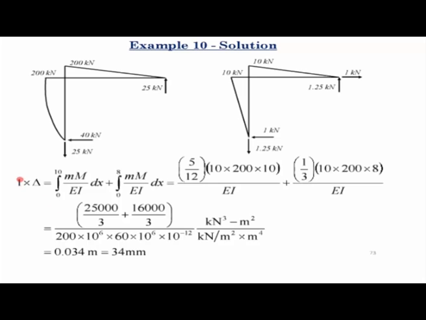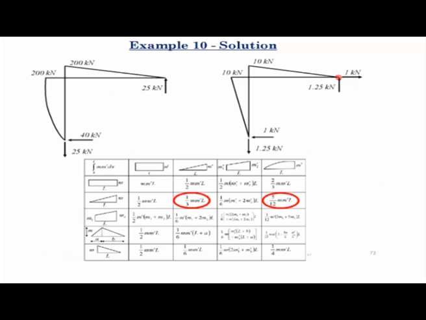If you put units here, you'll see that the unit of deformation or deflection delta at this joint in the horizontal direction would be millimeters or meters. So it comes out to be 0.034 meters. So that is the horizontal deflection. Now it is positive, that means it is in the direction in which we applied the virtual load. So it is towards the right.